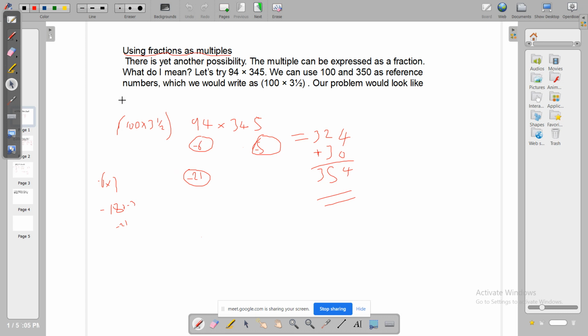This one we multiply by half. It's the same thing that we've done. I believe you understand. When you multiply 3 times the 6 here, it will give you 18. Half of 6 is 3. When you add it, you get 21. Then 100 times 3 will give you 300. Half of 100 is 50. When you add, you get 350.